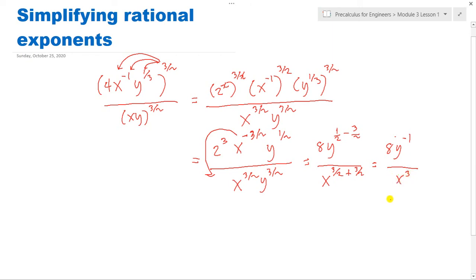Right? Then, since we have a negative exponent here, therefore, bring it down. Bring it to the denominator. So what's left on the numerator is the constant 8 all over x cube times y. So this would be its simplest form.